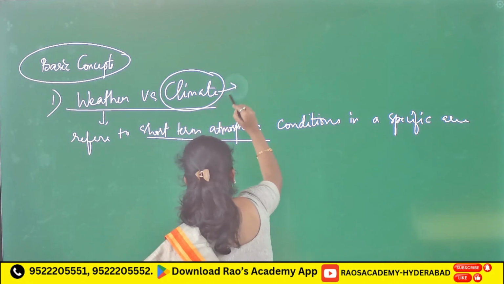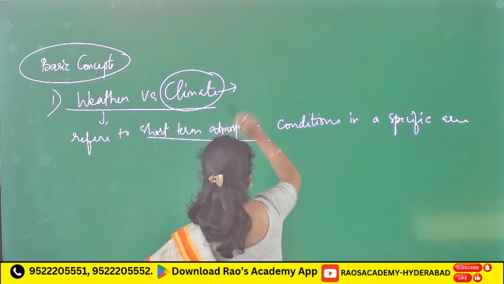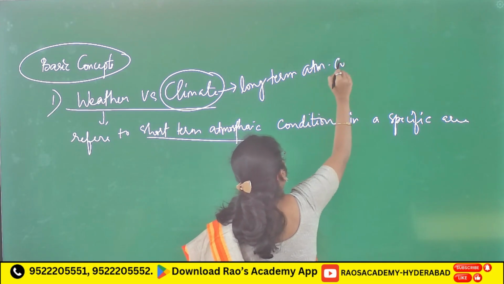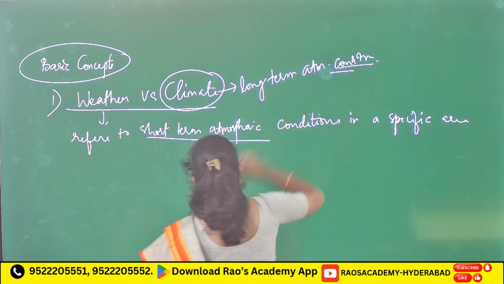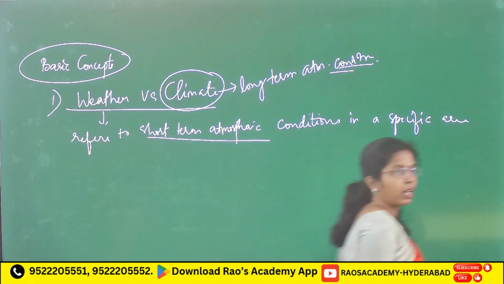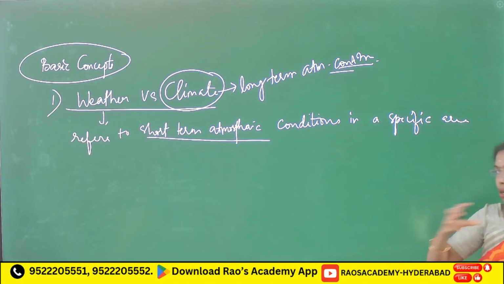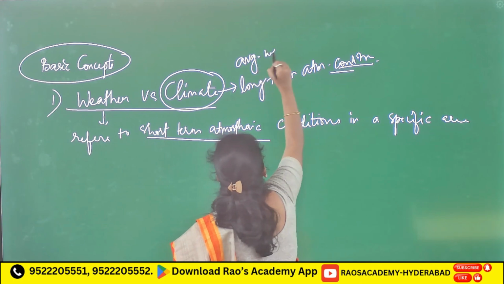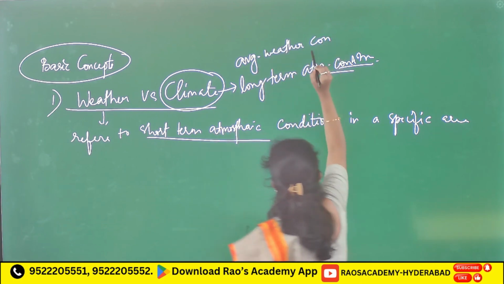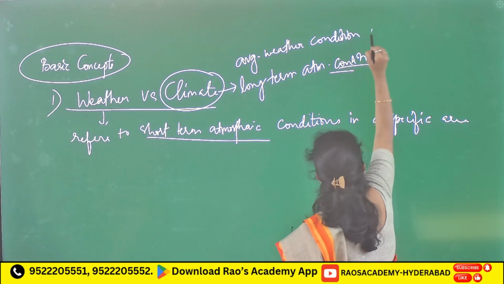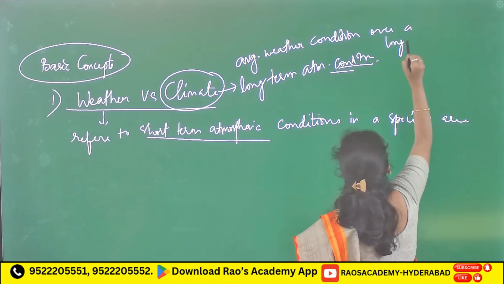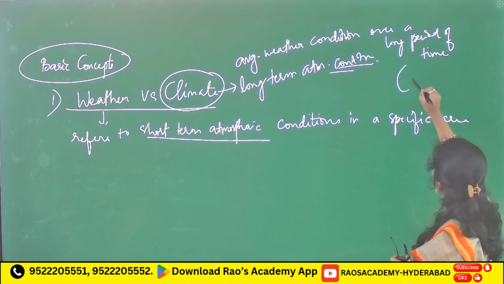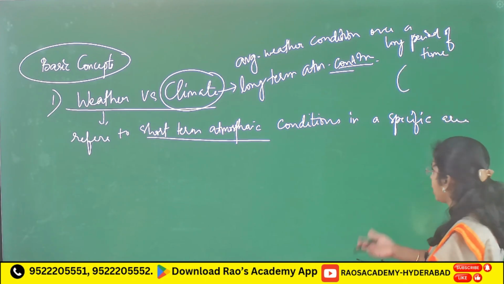But when you talk about climate, it's a long term phenomenon. It's a long term atmospheric condition. It refers to the average weather conditions of a place over a long period of time, for example, approximately 30 years.